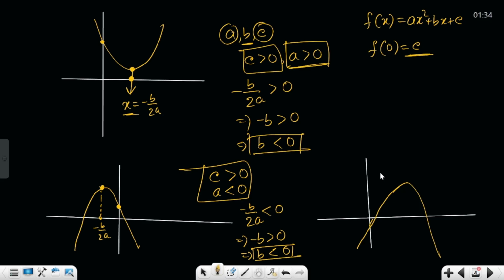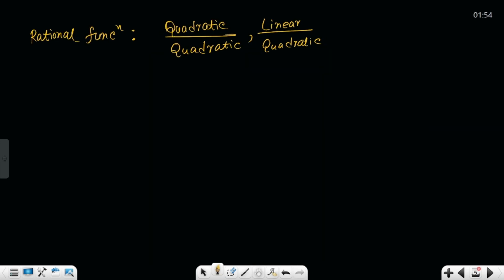Now do this for homework and tell me in the comments what will be the signs of a, b and c for this graph. Clear? So now our topic of graphs is completed. Now we will start our next topic, which is range of rational function.